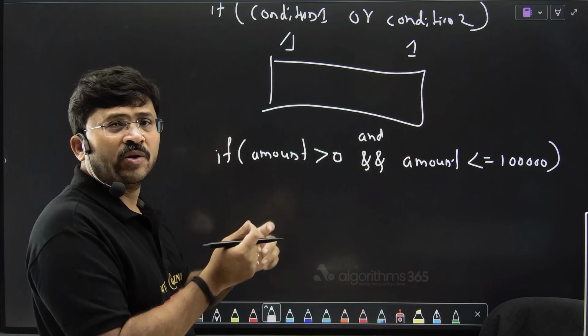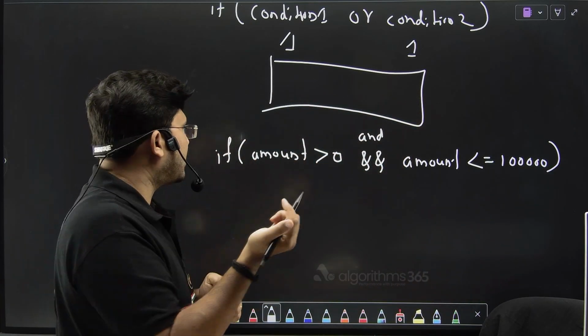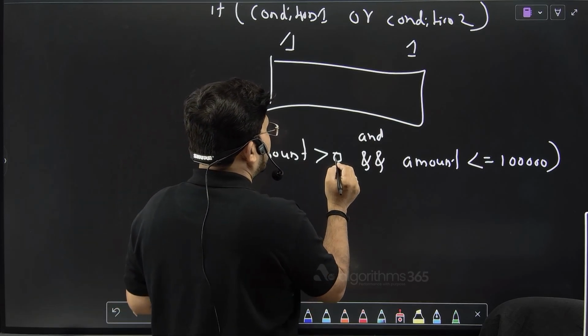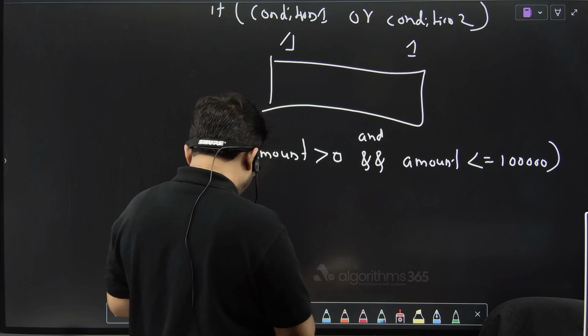Now they don't want to allow you to transfer 0.01 rupees and all, right? So for that, they will not say greater than 0. They may say, instead of this, they may say it this way.